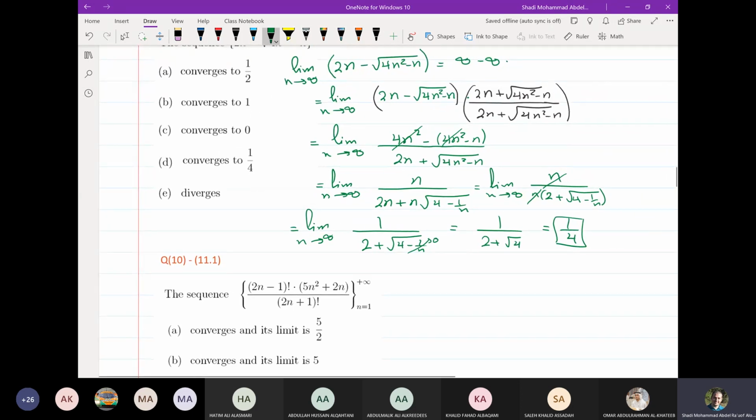So you just take limit as n goes to infinity and see what's happened. So the answer is D. Clear? Yes, clear. Sequence, its history is very easy because you just take limit as n goes to infinity. There are no other cases.